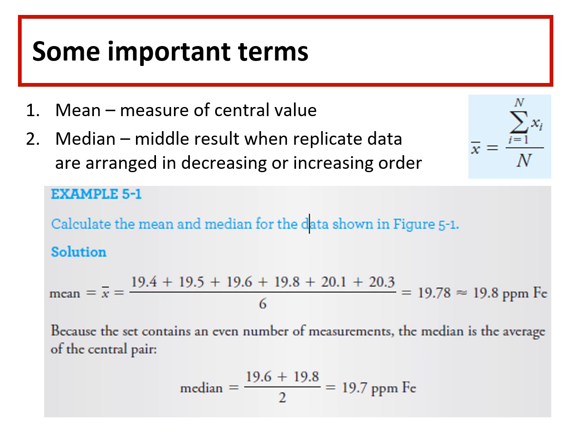You know this already, I think you have covered this in your senior high. The median is just the middle result when the replicate data are arranged in increasing or decreasing order. If the number of replicates is odd, we only have one middle result. If it's an even number, just like in our example here, we just get the average of the two middle values. Here, we get the average of 19.6 and 19.8, and that's 19.7.